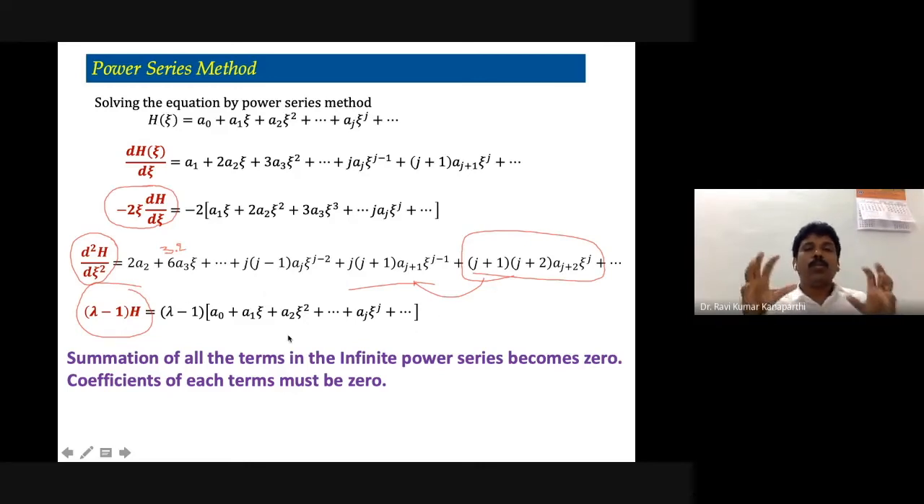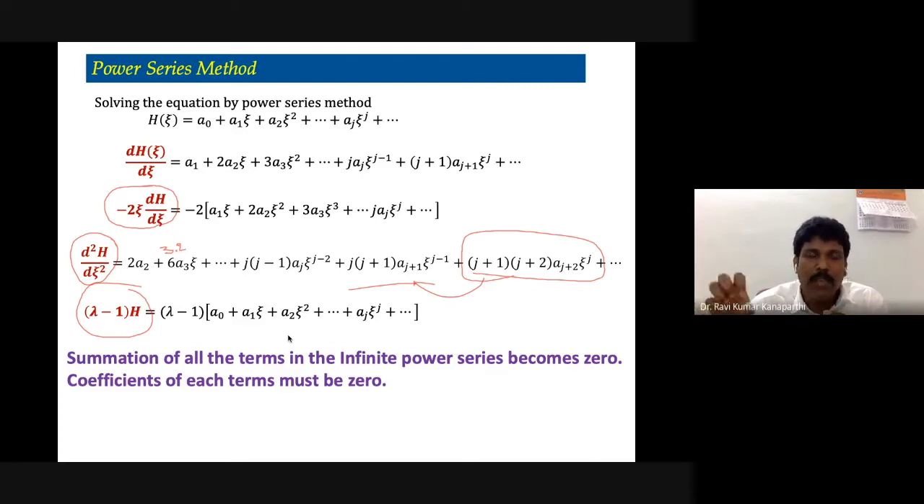Okay, so what it says is that there is an infinite power series, infinite terms in the power series, and the summation of all the terms, when you take the summation, will be one unified power series, and the summation of that power series is going to be 0. That is what it says. So when you take the summation of all these power series, it is going to be one unified power series, and the summation of all the terms in that unified power series is equal to 0. That is what it is.